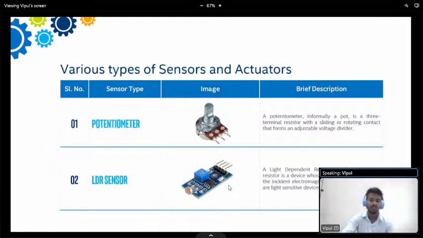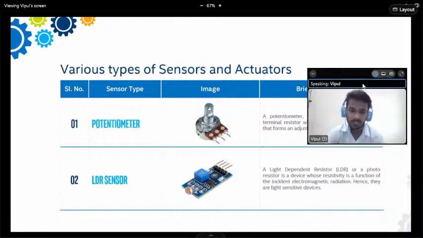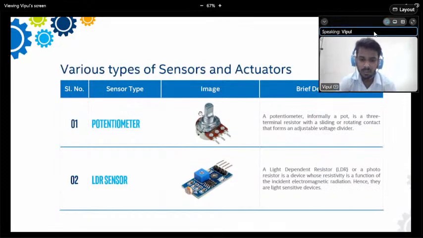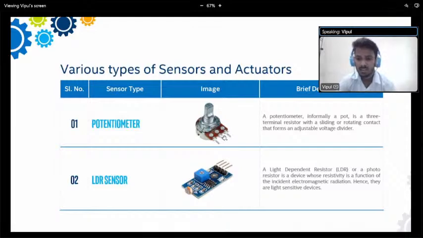So, what are the different types of sensors that we have in our lab and are going to use? First we need the potentiometer. A potentiometer, informally a pot, is a three-terminal resistor with a sliding contact that forms an adjustable voltage divider. So we know the potentiometer. It has one rotary knob. We can rotate this, and by rotating it, the resistance value of the potentiometer varies.